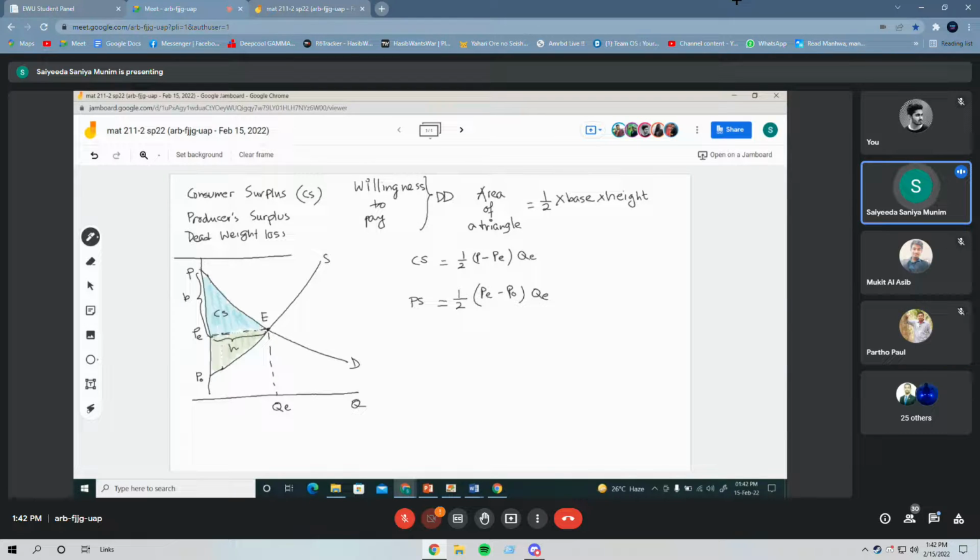Producer surplus is what the producer receives minus his cost of producing that product. So if the market price of the book is 200, but the cost of producing the book is 150, then producer surplus will be 200 minus 150.